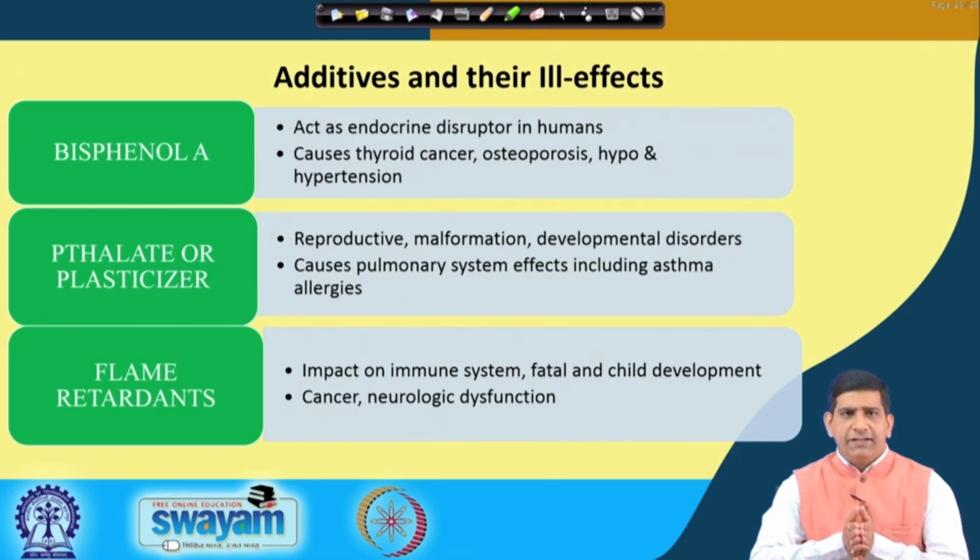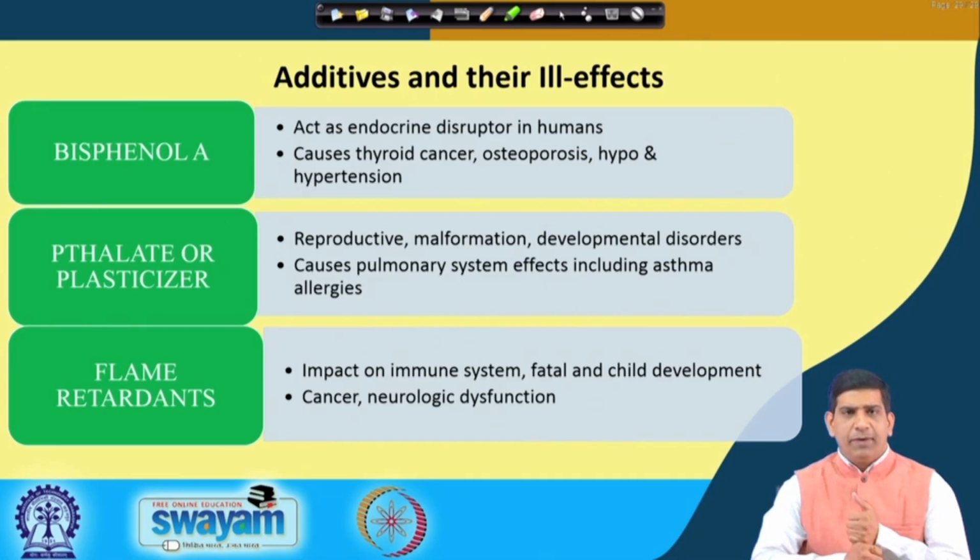Can cause thyroid cancer, osteoporosis, hypo and hypertension. So it causes both hypo as well as the hypertension. So that is what the bisphenol A, we are really worried about BPA, and that is why many plastics these days are trying to be away from BPA, so they do not use BPA anymore. Bisphenol A, the BPA is a short form for bisphenol A. Phthalates or plasticizers, they impact the reproductive system, malformation, development disorders, causes pulmonary system effects including asthma, allergies. So that is what phthalates are known for.